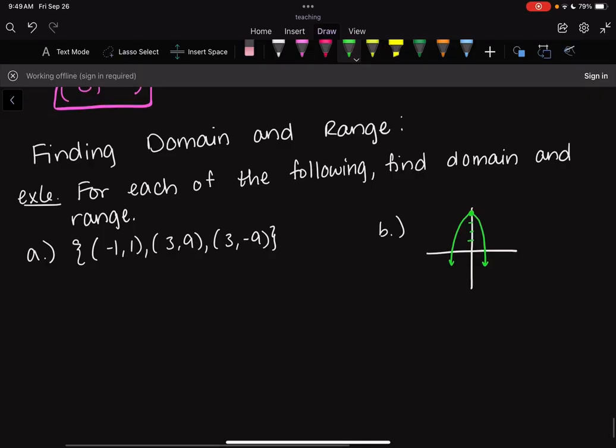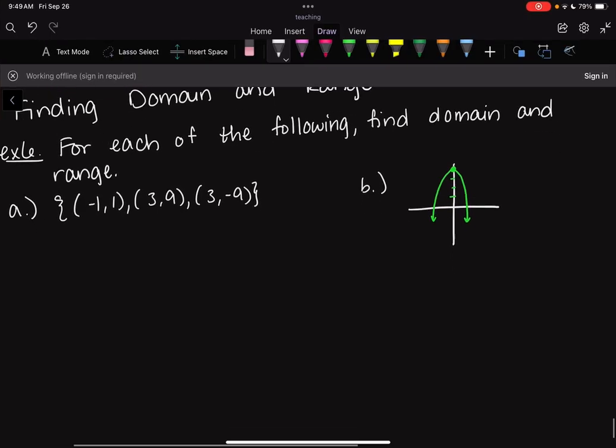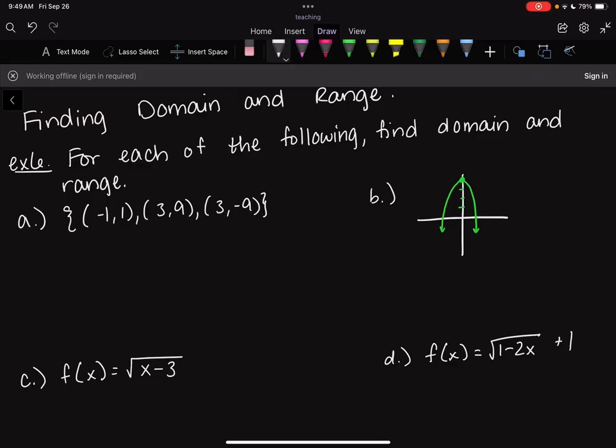Let's do some more of these. I'm just debating on whether I want to write them down now or not. And I think I will. C, f of x equals square root of x minus 3. And we'll do D, f of x equals square root of 1 minus 2x, plus 1. Alrighty. And you can always pause and write all these down, but I'll go ahead and get started.